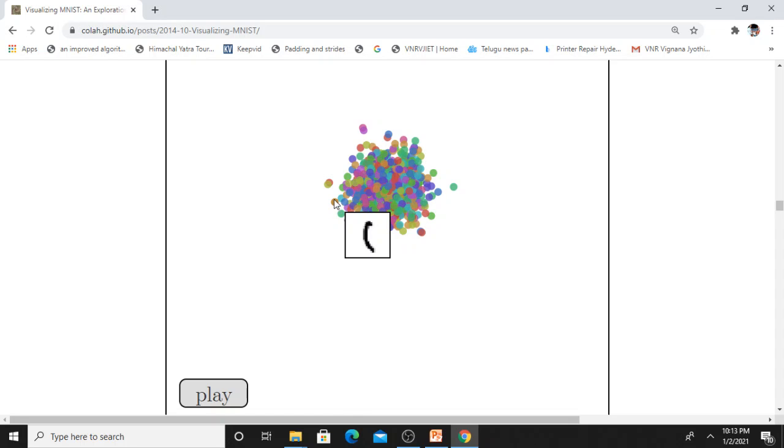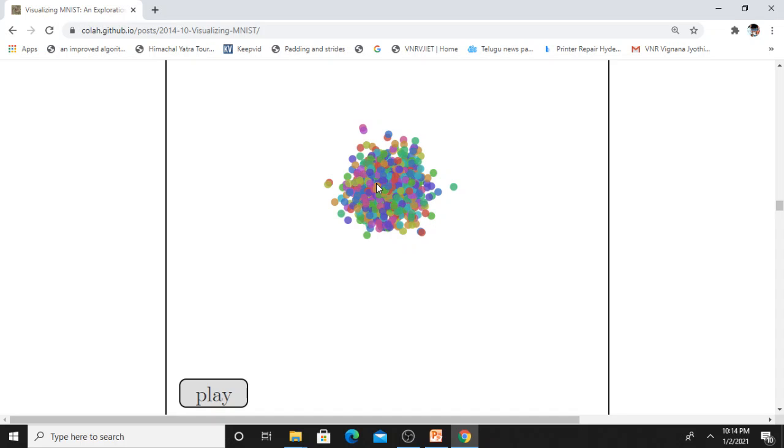On the x-axis I am taking dimension 1, on the y-axis I am taking dimension 2. So I have taken data with 784 dimensions and converted it into two-dimensional data. This was done by using a technique known as t-SNE. I will discuss t-SNE in future classes, after a few classes. Just try to be patient.